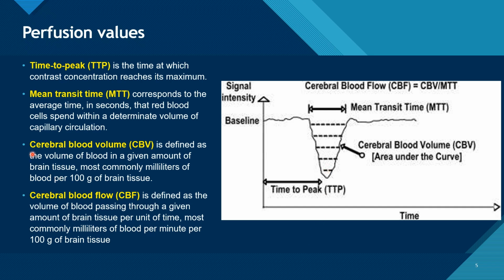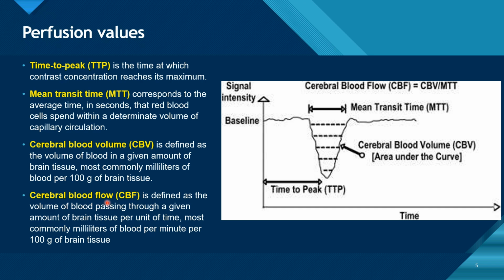Okay, so let's go to our third parameter, which is the cerebral blood volume. This is defined as the total volume in a given amount of brain tissue, about 100 grams of brain tissue, commonly in milliliters of blood. So basically, the whole area under the curve is our cerebral blood volume.